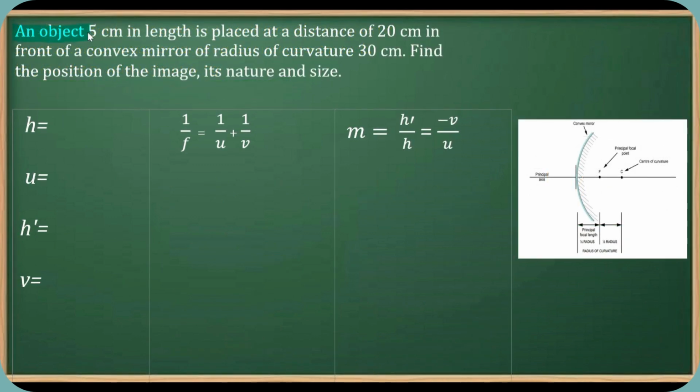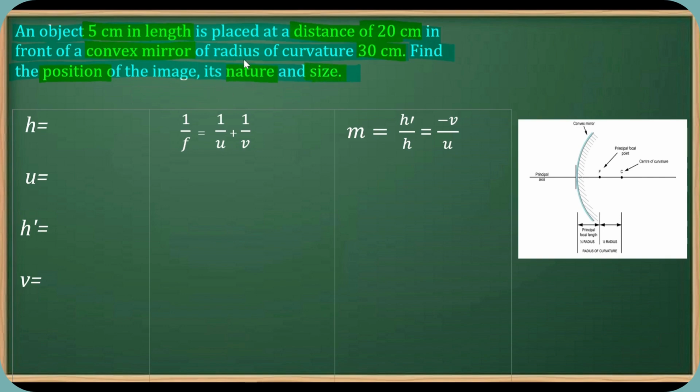In this question, it says an object which is 5 centimeter in length is placed at a distance of 20 centimeter. So we know the size of the object, and we also know the distance of the object from the mirror. Further, it's mentioned that it is a convex mirror whose radius of curvature is given. So the mirror is convex and the radius of curvature is 30 centimeter. What we have to find out is the position of the image, its nature and size.